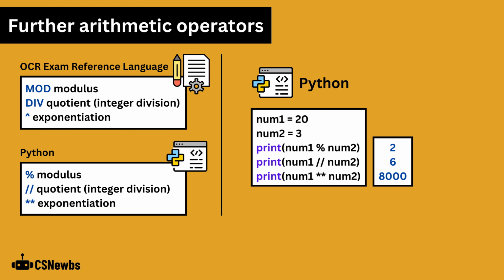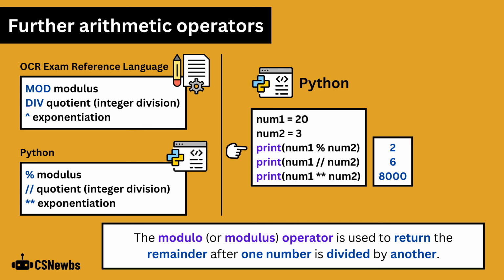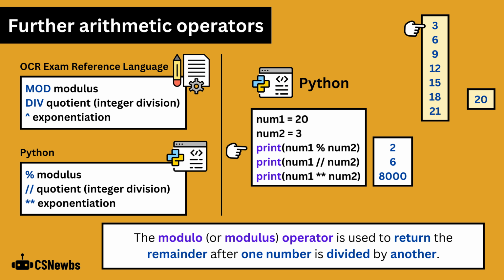Let's look at 3 further arithmetic operators which could appear in the exam. The modulo or modulus operator is used to return the remainder after one number is divided by another. 20 mod 3 is 2. Let's look at 3 going into 20: 3, 6, 9, 12, 15, 18. The next one would be 21, but that's over 20. So from 18 to 20, the remainder is 2.